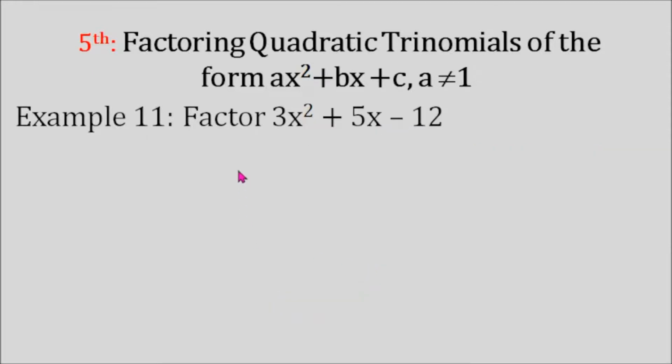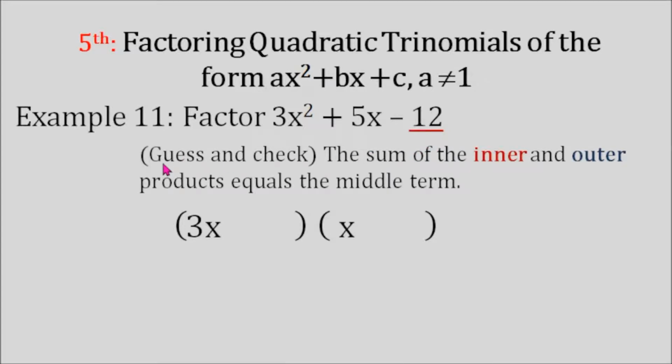Example number 11. Factor 3x squared plus 5x minus 12. First, we are going to factor the first term. So the factors of 3x squared are 3x and x. Then we are going to factor the last term. So our method here is guess and check. So we check to make sure that the sum of the inner and outer products equals the middle term. So let's guess that the factors of negative 12 are positive 2 and negative 6.